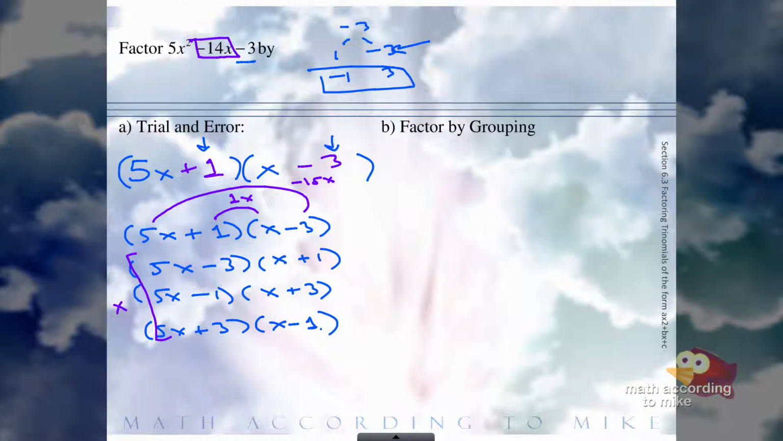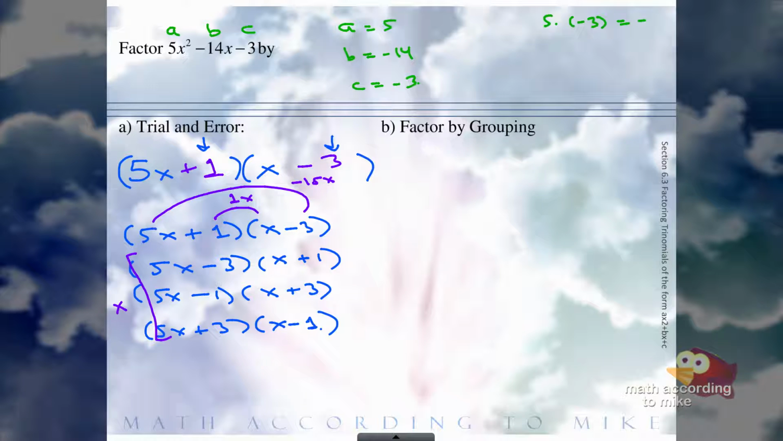So trial and error, it does work. It takes a lot of time, and it's because of the different options you might have. Again, our 5 and our 3 were prime. If they weren't prime, we would have a lot more work to do.